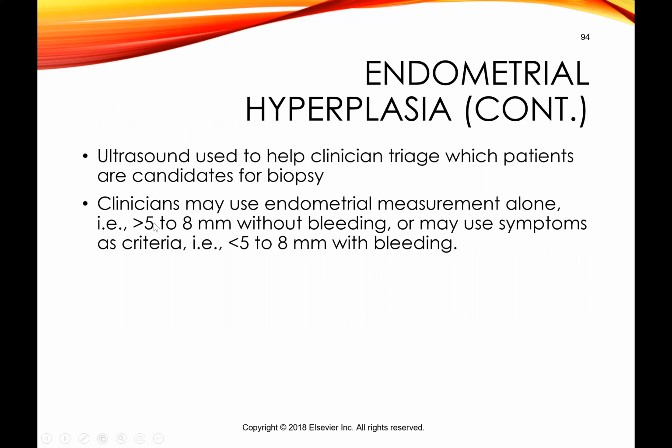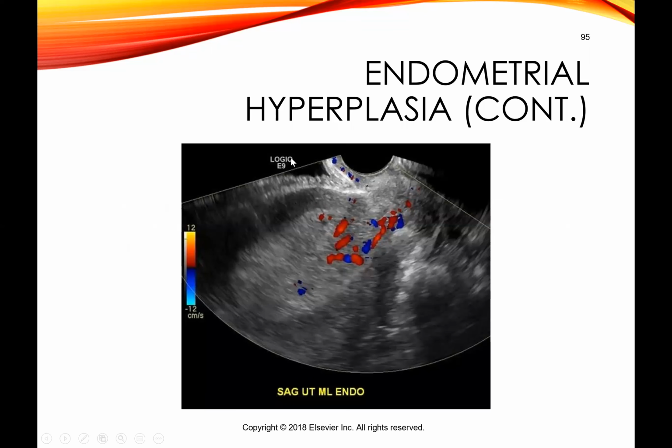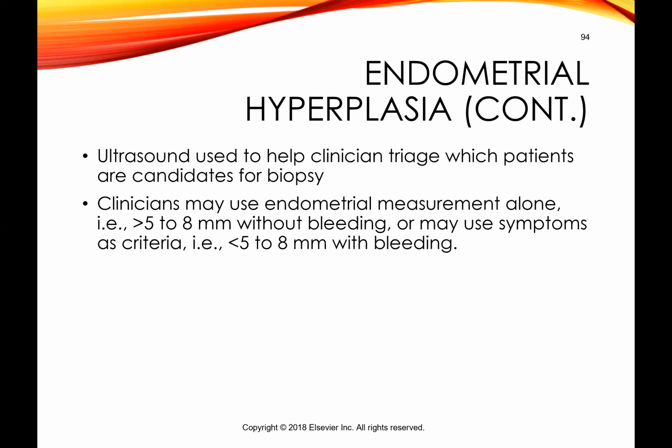So this is ultrasound. Ultrasound can be used to help clinicians triage which patients are candidates for biopsies. If the endometrium is 5 to 8 millimeters in a postmenopausal patient without bleeding, they could potentially still do the biopsy. But if it's less than 5 to 8 millimeters with bleeding, they could also do the biopsy. So it kind of depends on the clinical symptoms.